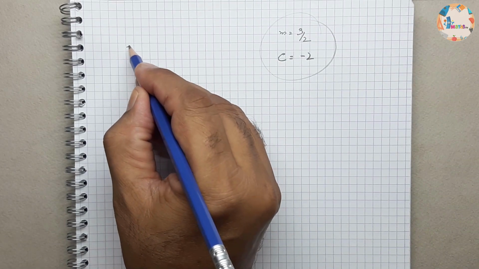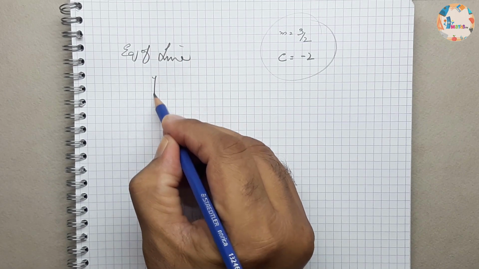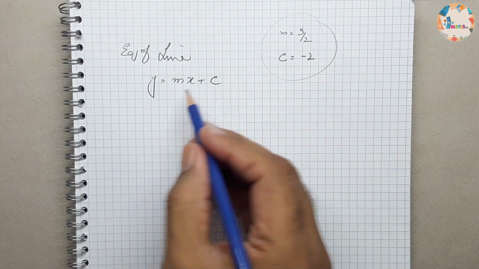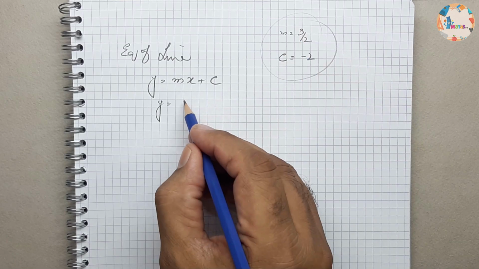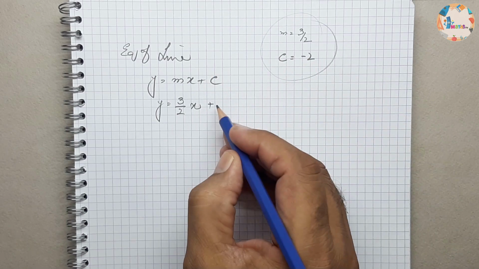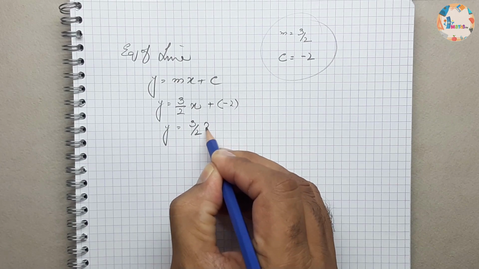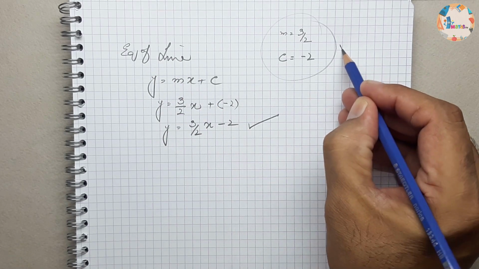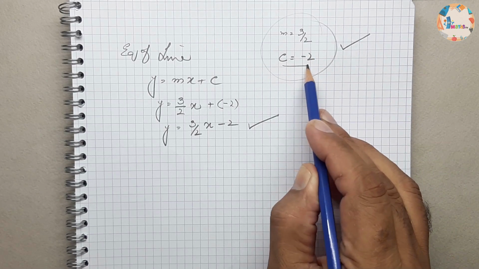We know the equation of a line in slope-intercept form is y is equal to mx plus c. So these two values we will replace in this one. y is equal to m, which is 3 by 2, so we can write 3 by 2 x, plus this c value, which is minus 2, and our final equation will be y is equal to 3 by 2 x minus 2. So this is how we can write the equation of a line when the slope is provided and the y-intercept is also given.